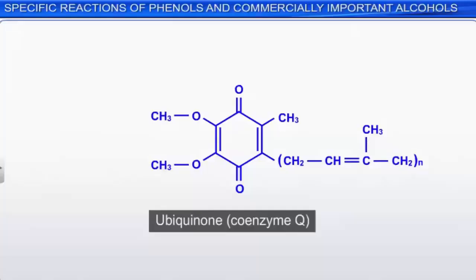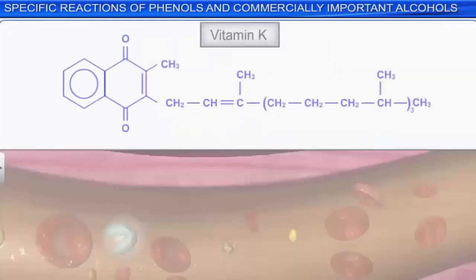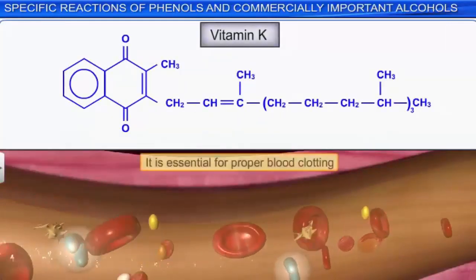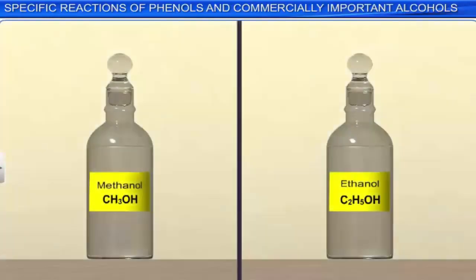Some quinones have important biological functions. Ubiquinone, or coenzyme Q, is essential for cellular respiration. Vitamin K is needed for proper blood clotting to occur. Two commercially important alcohols are methanol and ethanol. Let's learn about their production, properties, and uses.